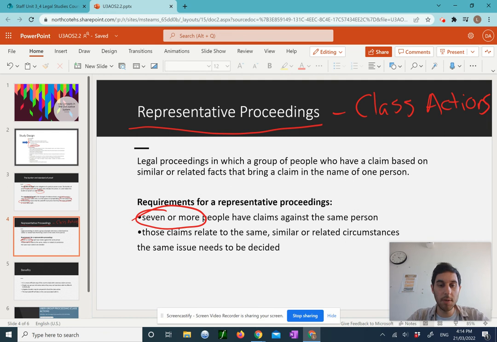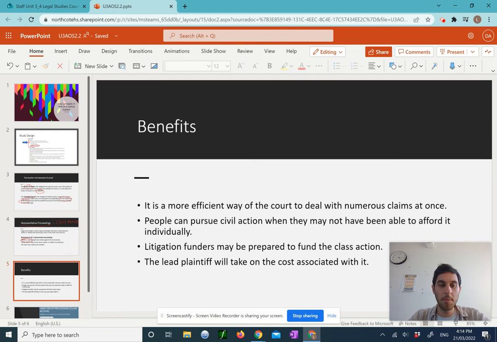Now, there are some advantages to this. It's more efficient, right? Rather than having 7 or 8 or 10 or 100 different people all separately bringing their case to court and having 100 different trials, we can just have one trial. And so it's a more efficient way of using the court's time. Another benefit of this is that people are able to then pursue their case even if they might not otherwise have been able to afford it individually.